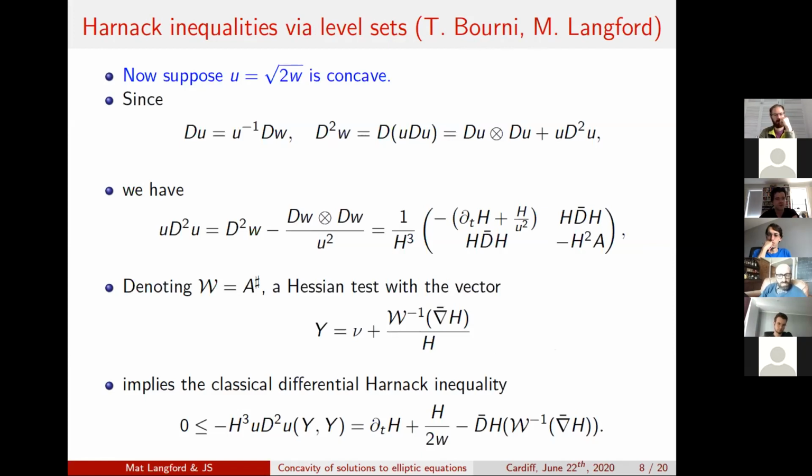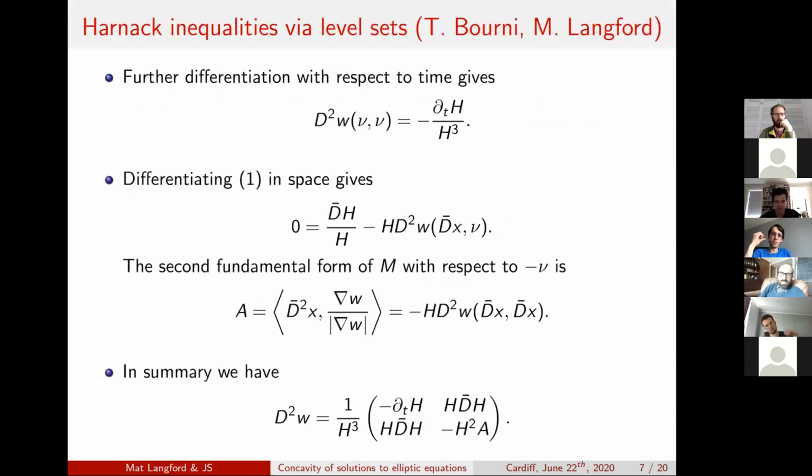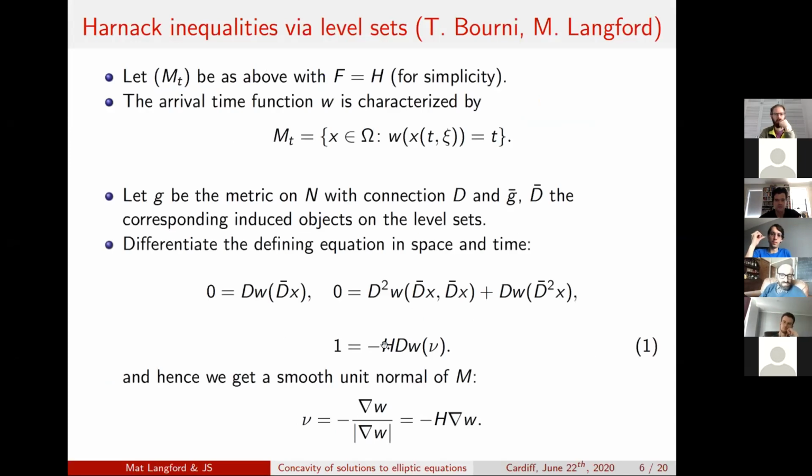So now, because Mat was aware that I have been working on these things in other ambient spaces, he came to me and said, can we do this? Can we get new results in other ambient spaces from this new method? And hence we got interested in the concavity of general elliptic PDEs on other ambient spaces, right? Note that the arrival time function really solves a degenerate PDE. So this is an elliptic equation on the ambient space. It's a little bit hidden, because the second order derivative is hidden in H. So this is really an elliptic PDE, but it's weakly elliptic.